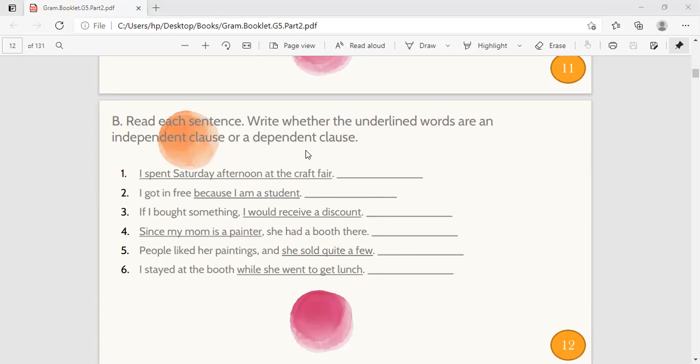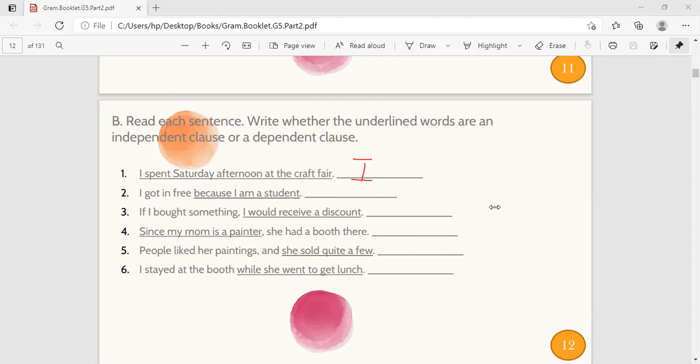I spent Saturday afternoon at the craft fair. Okay. I spent Saturday afternoon at the craft fair. What is this? Independent or a dependent clause? Independent clause. Thank you, Selena.